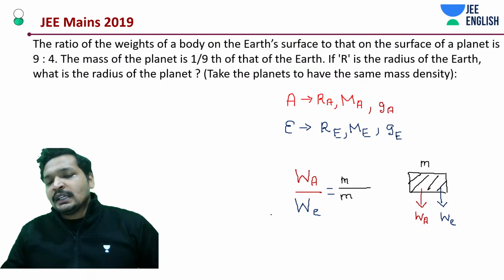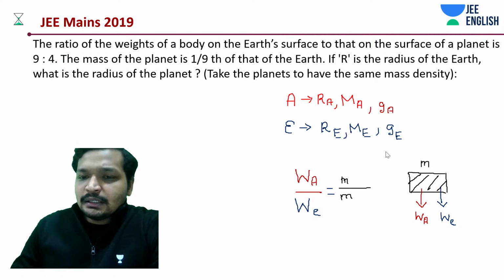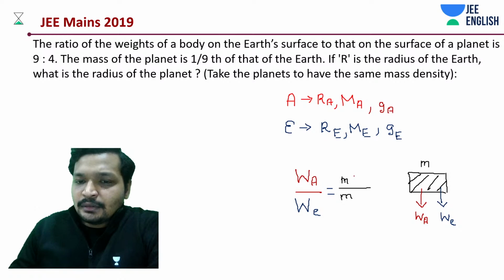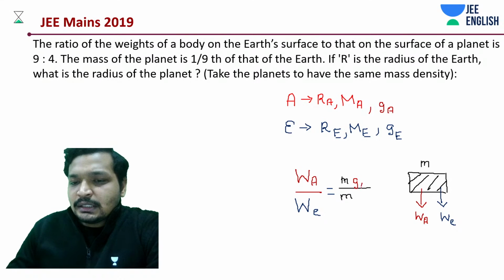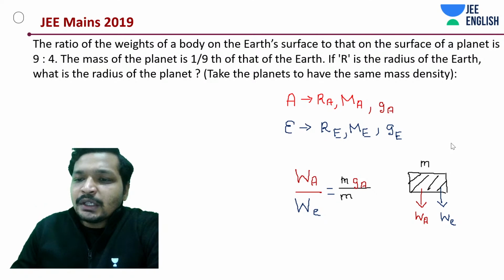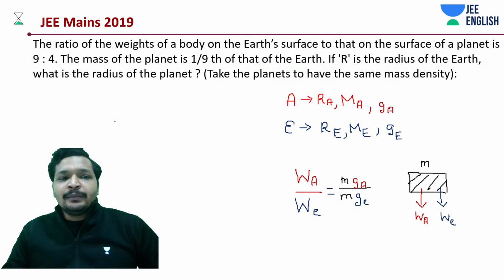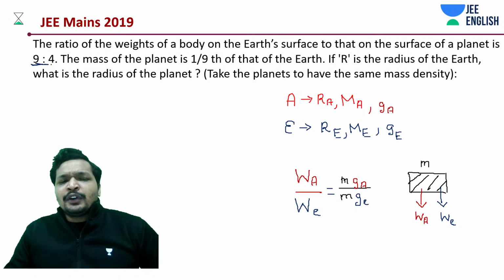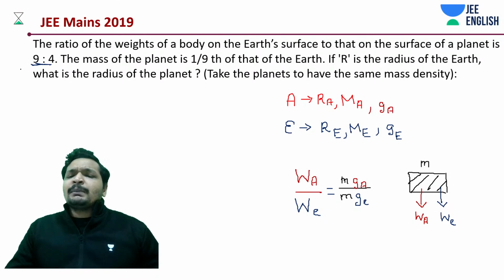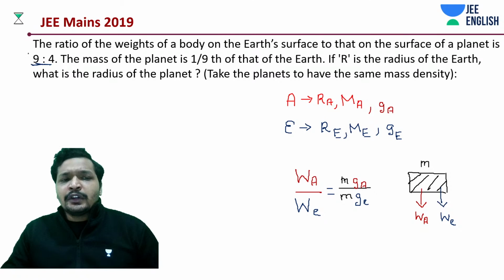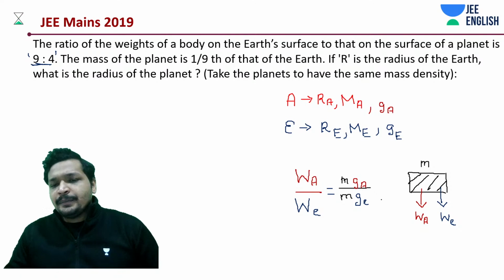Can we say something like this? Yes, weight is mg, just like how we used to do earlier, with gravitational acceleration GA and similarly GE. And what do we know about the relation between them? The ratio of weight on Earth to the other planet is 9:4. So this ratio we will be writing down as 4:9.